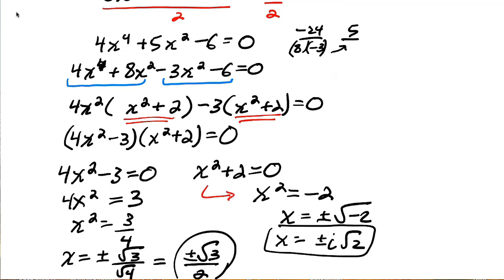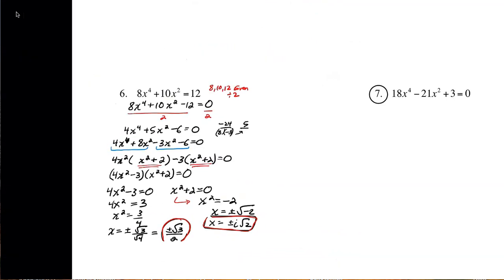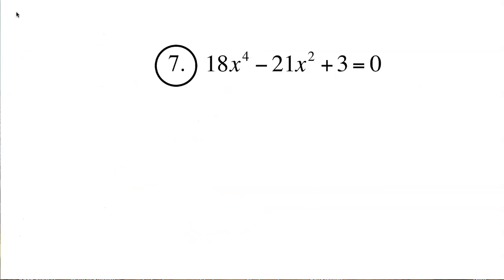Ta-da! So I got 2 imaginary answers, plus minus i root 2, and then 2 irrational answers, plus minus root 3 over 2. So that was number 6. So on this page, you'll be doing number 4 and number 7 as a try this. So if you'd like, you can do number 7 right now.